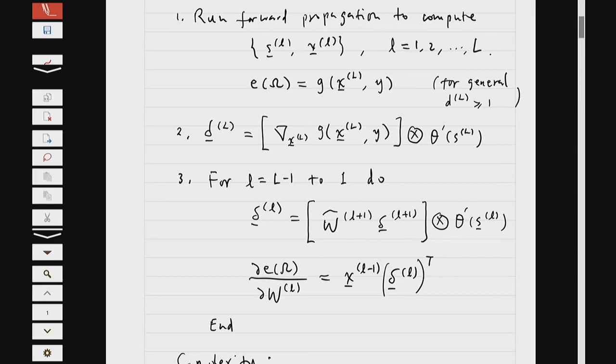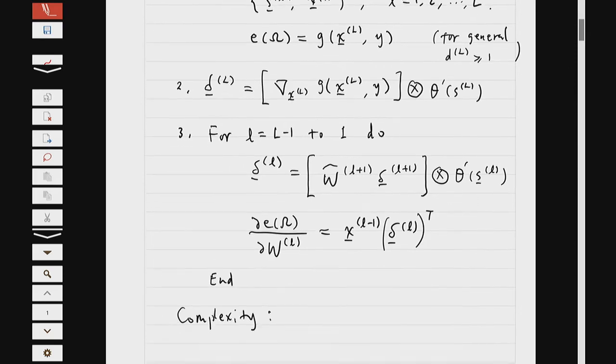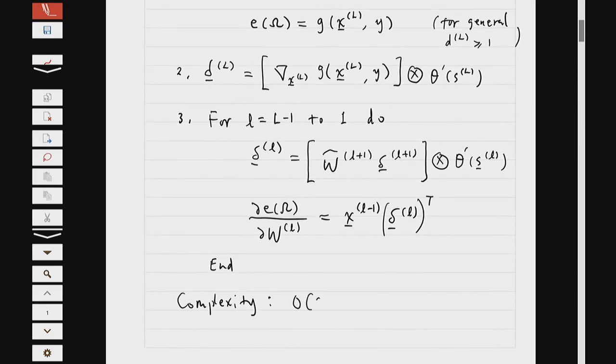How about this one? Step 3. All that we're doing is this kind of multiplication, right? Just multiplication like this. This is a big matrix. How many elements are there in this big matrix? Well, just the number of weights you have in the layer, right? So altogether, all this multiplication is just proportional to the total number of weights you have. Therefore, altogether, this thing has complexity big O of Q.